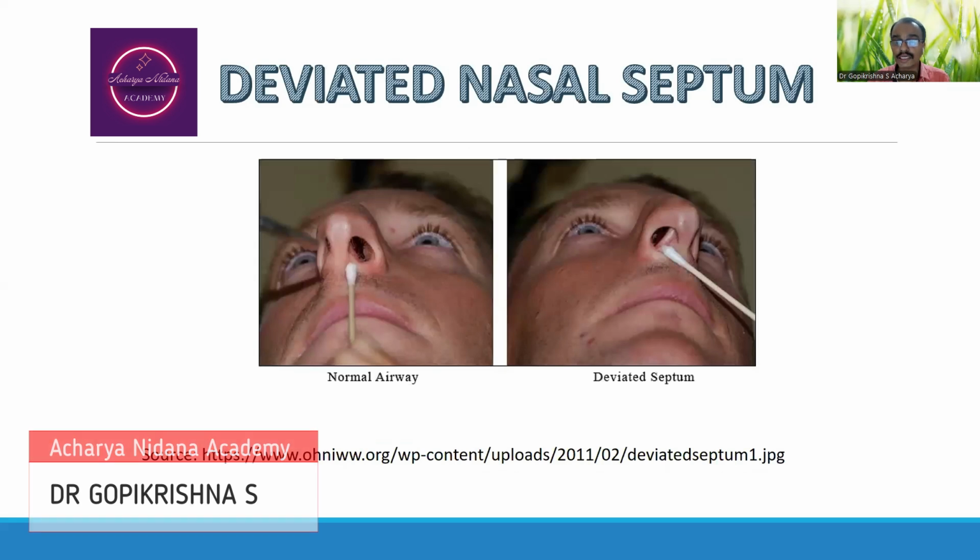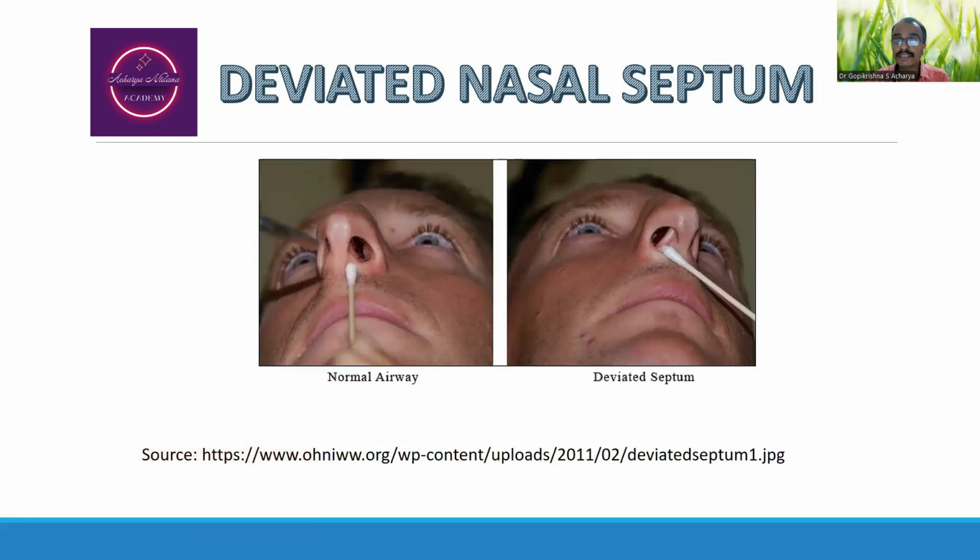This is the deviated nasal septum. See this, on the left nostril we can see a prominent passage, but on the right nostril we can see the nasal septum as such. This is indicative of a deviated nasal septum.